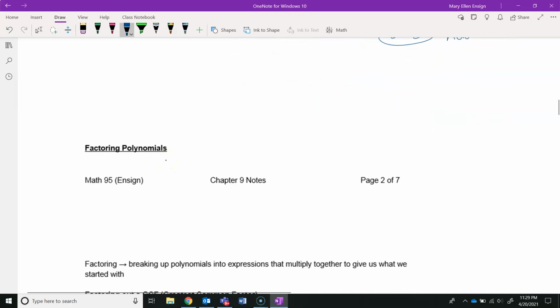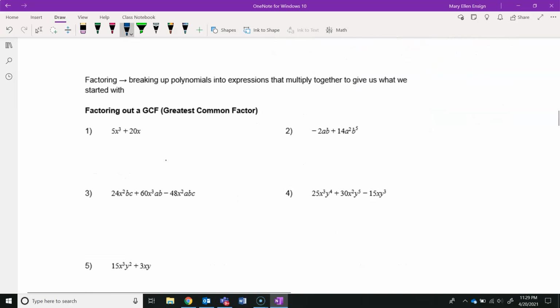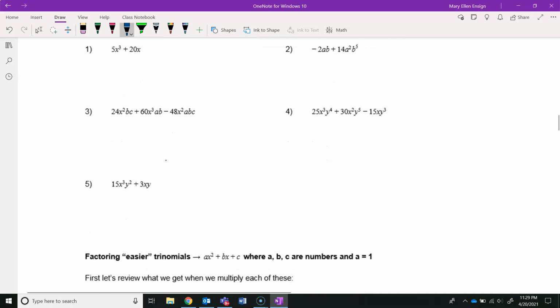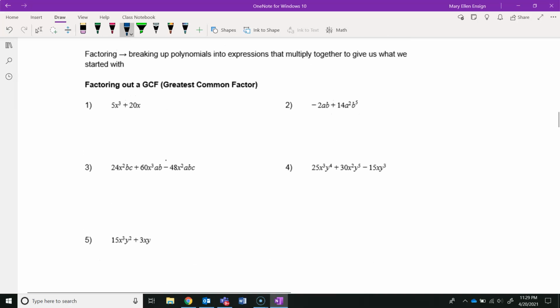So now let's move on to our actual factoring. And as we said here, factoring is breaking up polynomials into expressions that multiply together to give us what we started with. So we're going to have a whole bunch of different types of factoring. I think we'll have 5 altogether by the end.